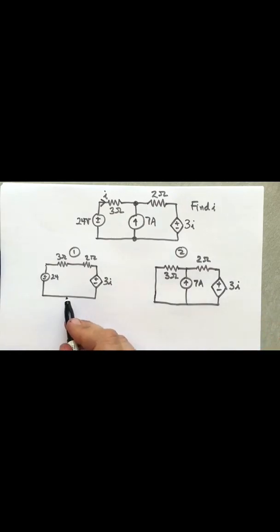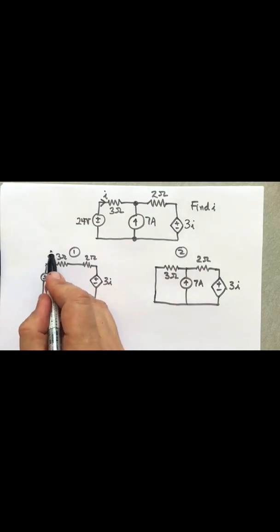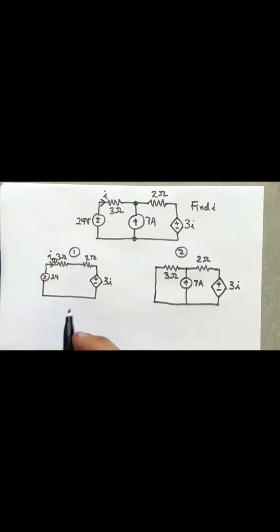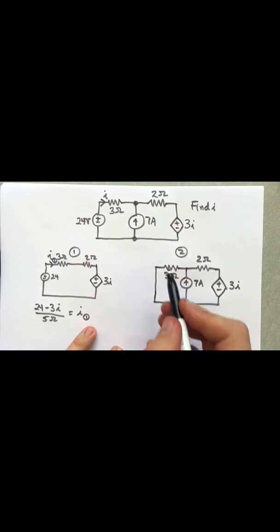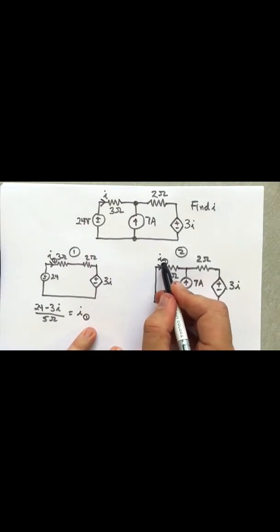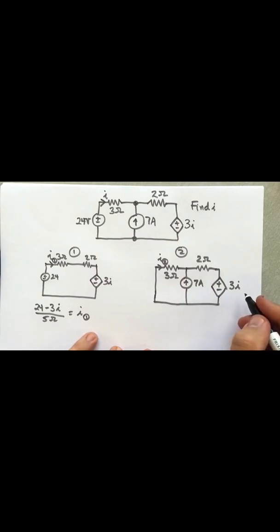So if we do the analysis over here, this is a very simple analysis to find I1, which is the current through that in instance 1. And so that's going to be 24 minus 3I, which is going to be the voltage drop from there to there, divided by the resistance from there to there, which is 5 ohms, and that's going to equal I1, the first case. The second case, we're going to be, again, looking for this. Now it's I2.